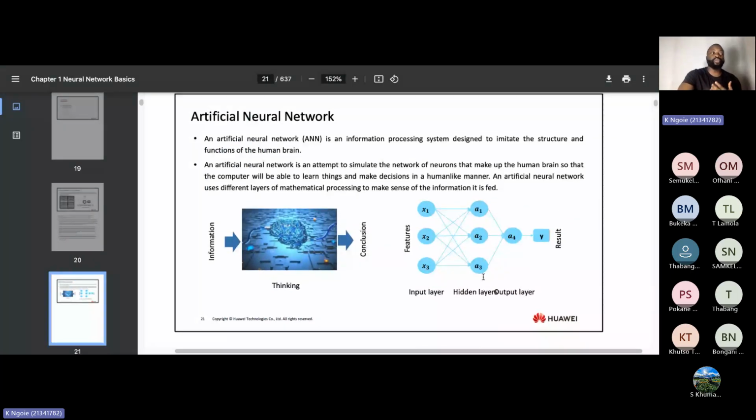So an artificial neural network is just an information processing system which is designed to imitate the structure and the function of the human brain. And this is exactly how models are trained. This is exactly what the model will do with the data. It takes from the data, it learns from the data in this type of neural network, and gets an output from there. All right.